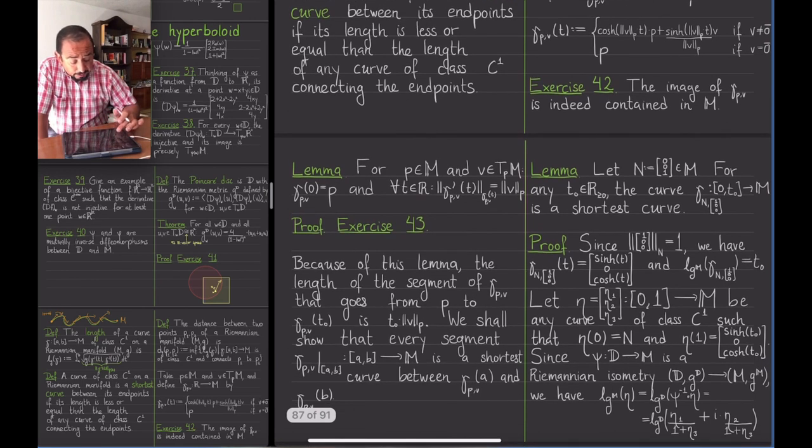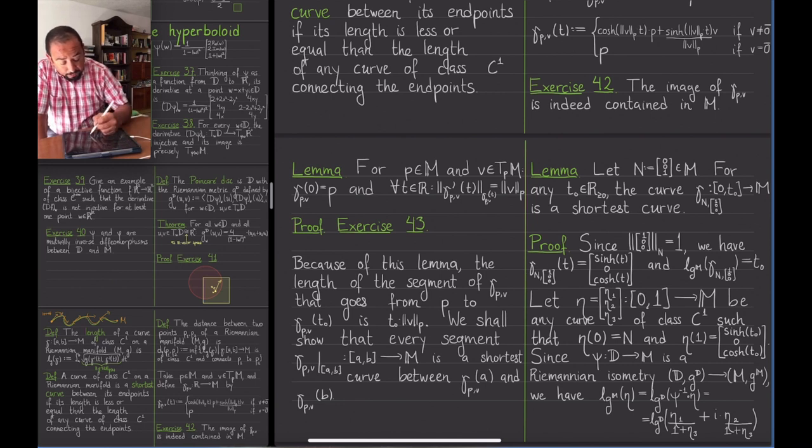The purpose of this class is to show that every segment of the curve is a shortest curve, right? So you have an infinite curve, and then we want that for any of its points, that segment is actually the shortest curve between these two points on M.